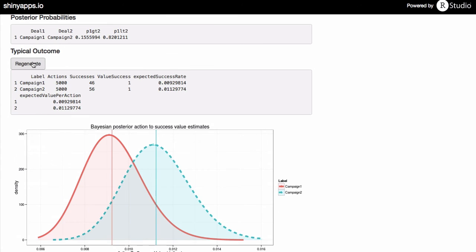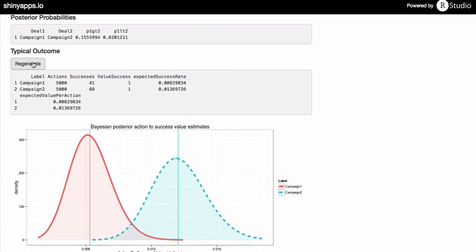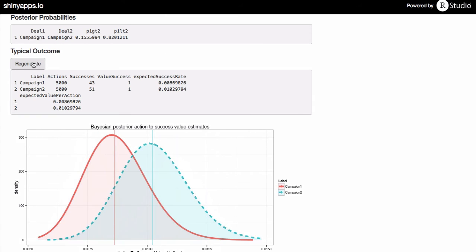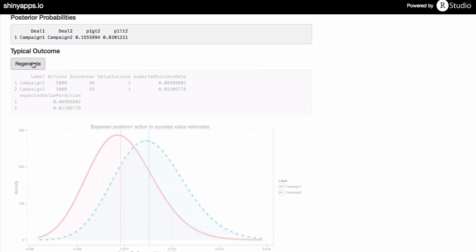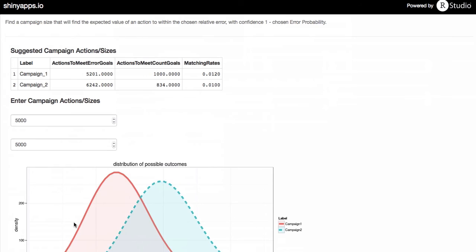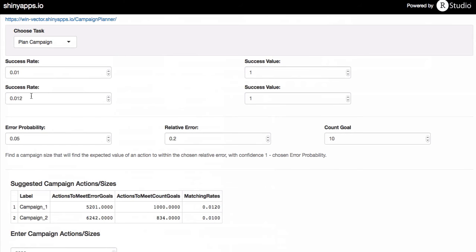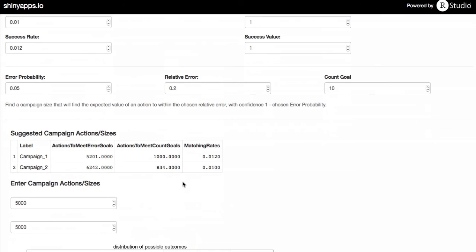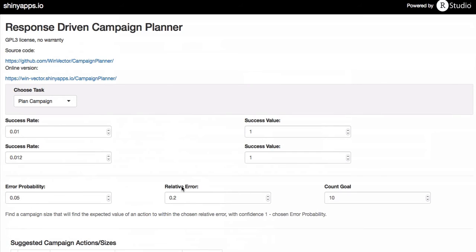And when we hit the regenerate button, we see the order is somewhat stable. The dashed guy is often on the correct side, which is the right. So we're seeing that this is probably a good experiment size to order these campaigns that are about 20% apart, and that makes sense because we've insisted that the highest value one be estimated to within about a relative error of 20%.